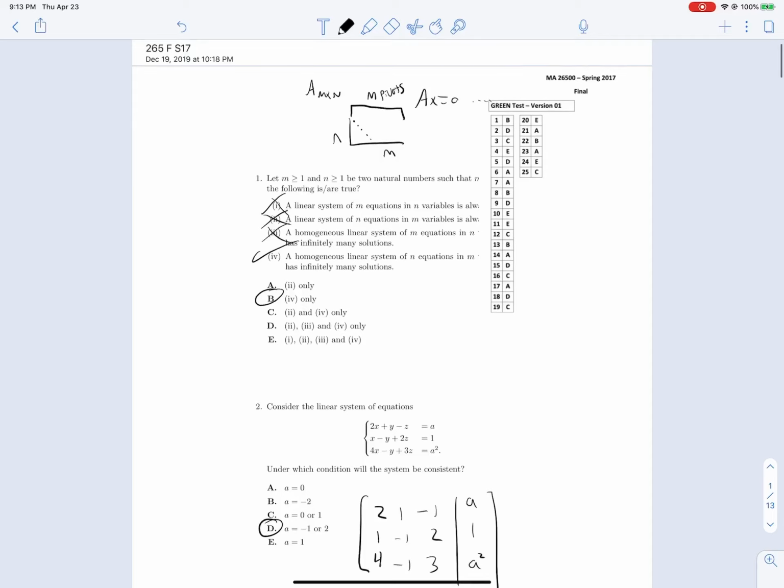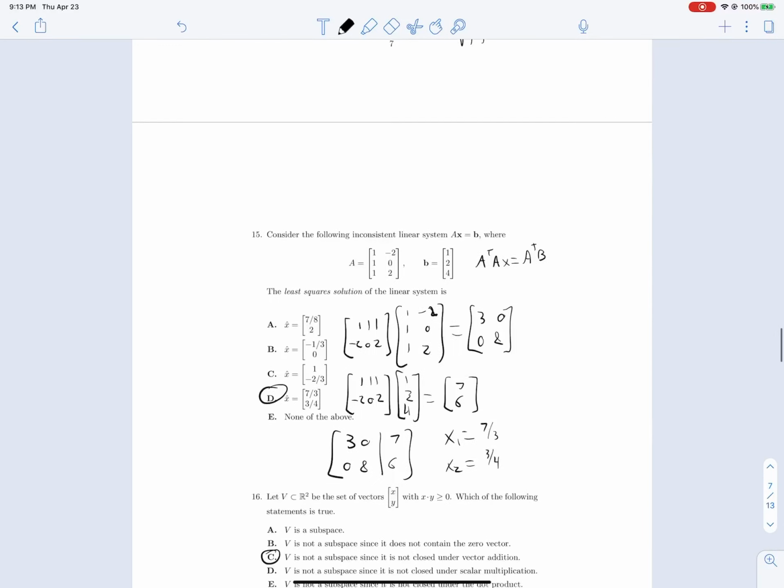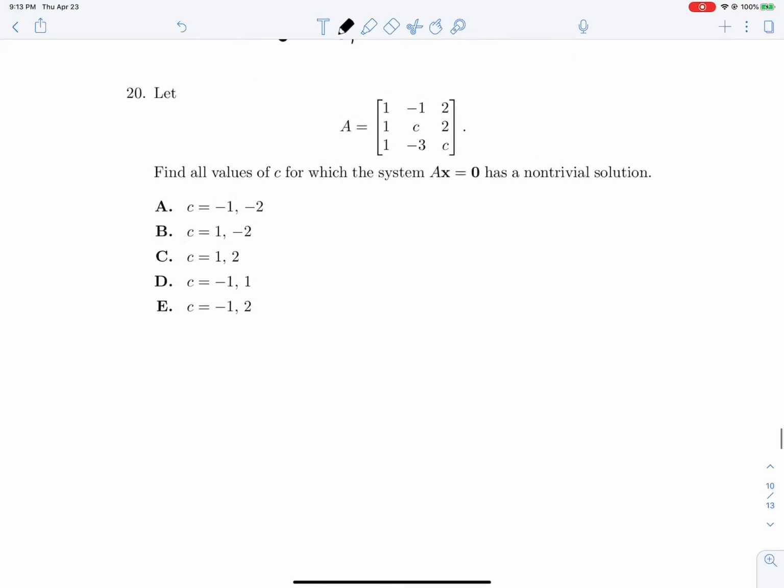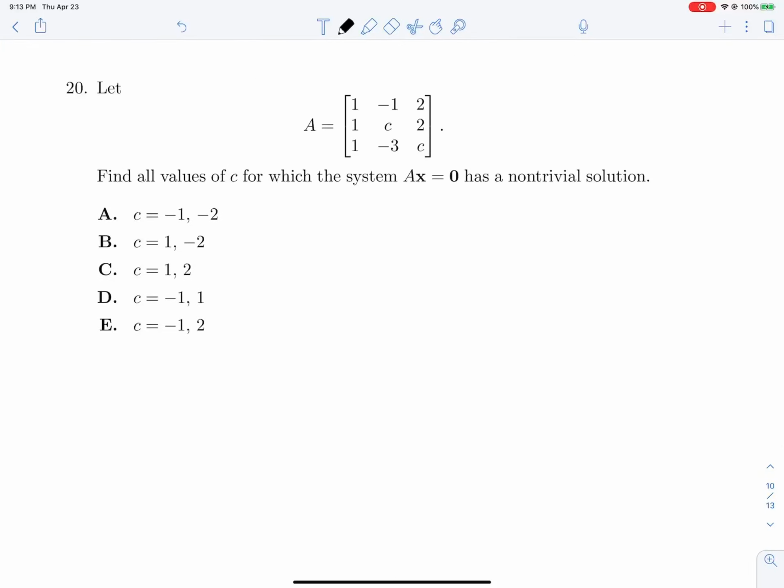So 19 is C. Cool. I came into this not thinking I would be able to figure that one out. Okay, here is A. Let's find the values for C such that the system AX equals 0 has a non-trivial solution. That should directly translate in your head to the system does not have 3 pivot positions, aka the rank is less than the number of columns, aka the dimension of the null space is greater than 0.